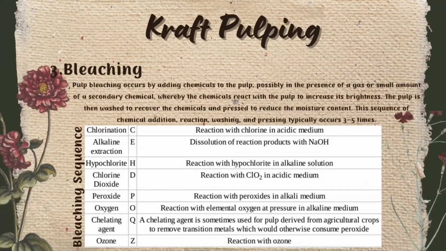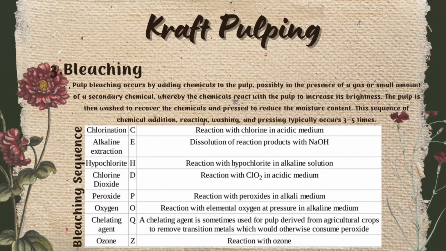Kraft pulping is continued by the bleaching process. Pulp bleaching occurs by adding chemicals to the pulp, possibly in the presence of a gas or small amount of a secondary chemical, whereby the chemicals react with the pulp to increase its brightness. The pulp is then washed to recover the chemicals and pressed to reduce the moisture content.